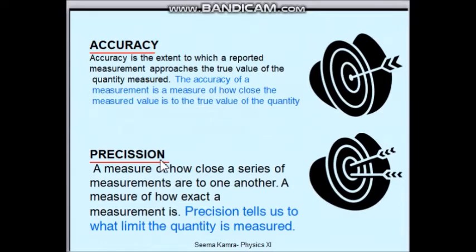Now let us understand its difference from the precision term. Precision is not related to the true value. Precision means if we have taken one measurement and we have taken a second measurement, are those two measurements close to each other or not? Okay, we are not interested in the true value here. We are basically interested in the two measurements. Are they close to each other or not? So precision is a measure of how close a series of measurements are to one another.